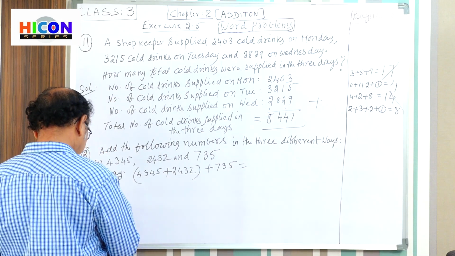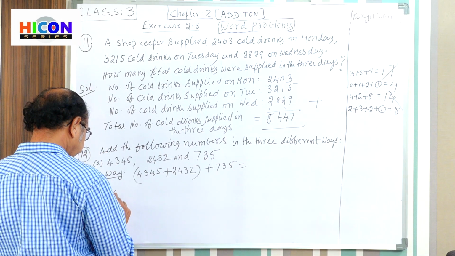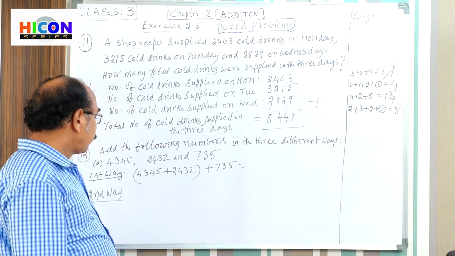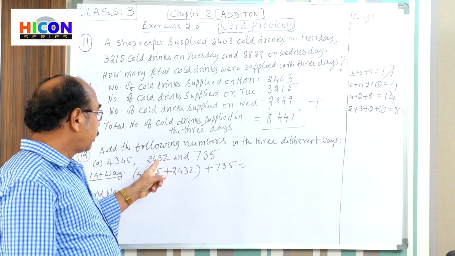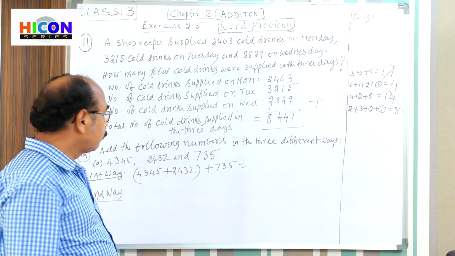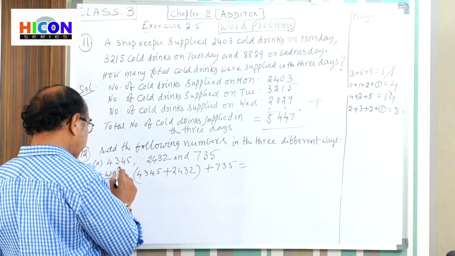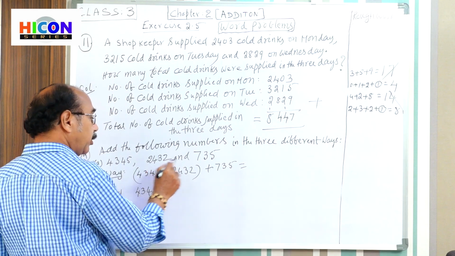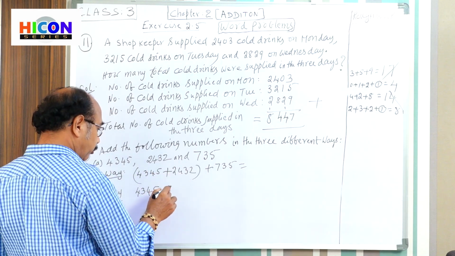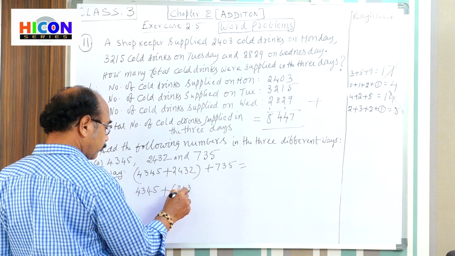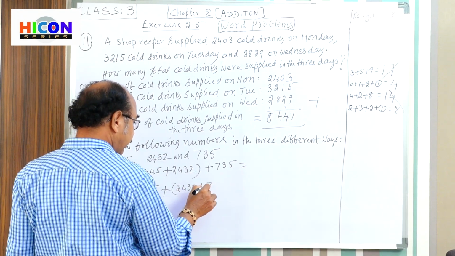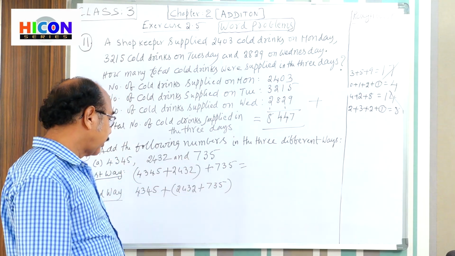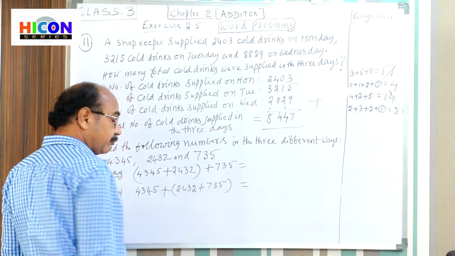Second way. In the second way, in the three given numbers, take the last two numbers as a group. First number is 4345. The last two numbers you take as a group. That means 2432 plus 735. This is the second way.